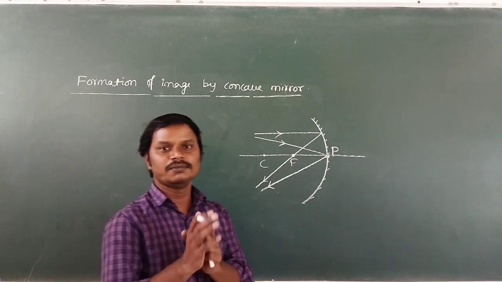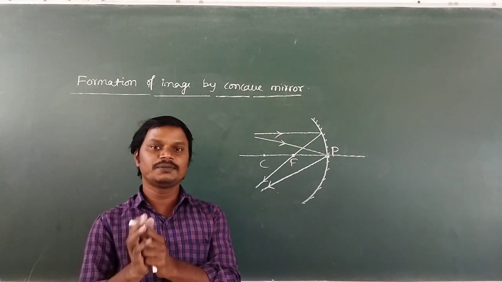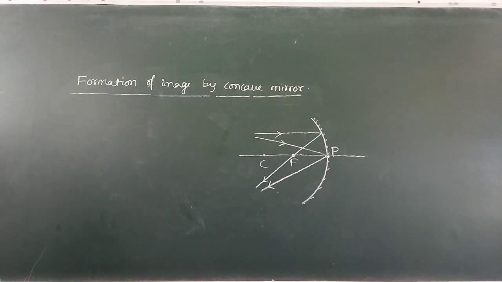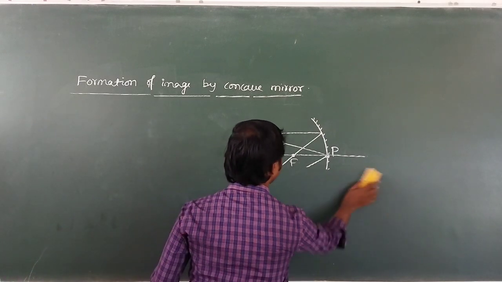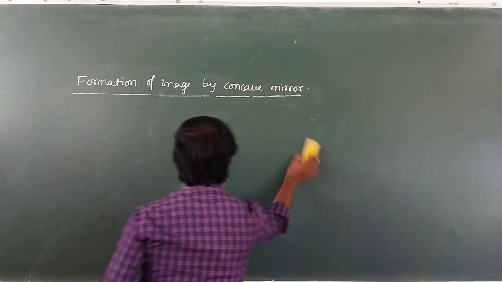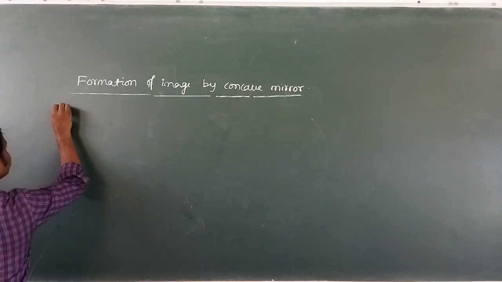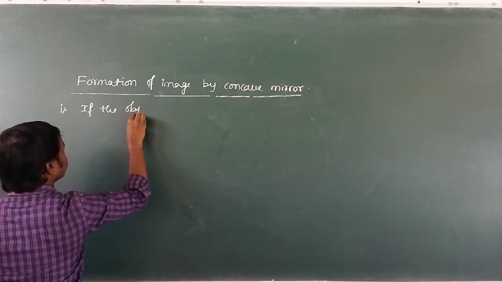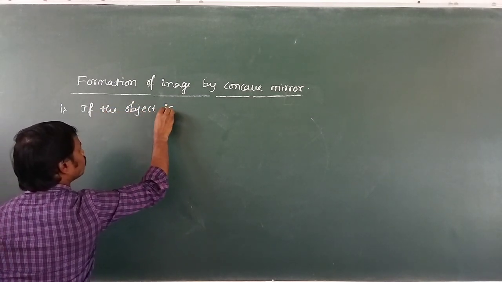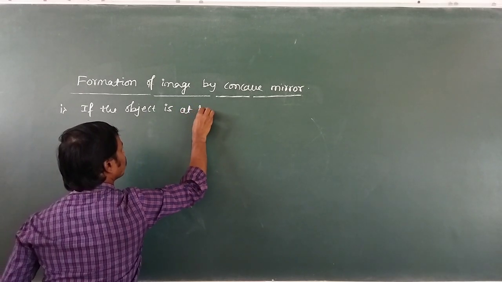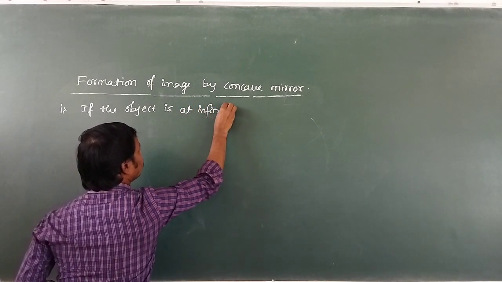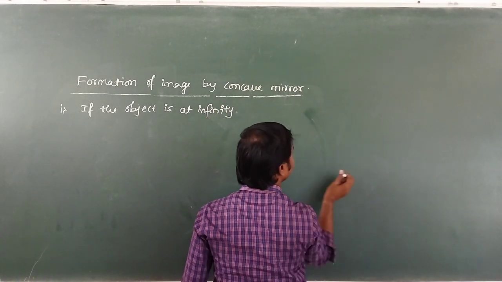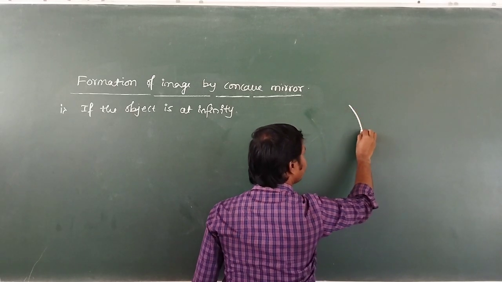Now, the position of the image and the nature of the image depend on the position of the object. First case, if the object is at infinity, means the object is at a large distance from the mirror. Now, let us draw the ray diagram. Your ray diagram is very important.